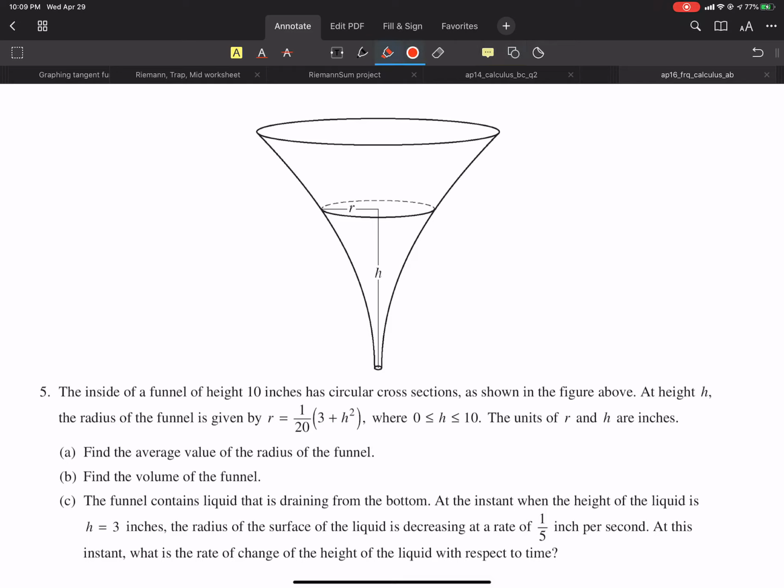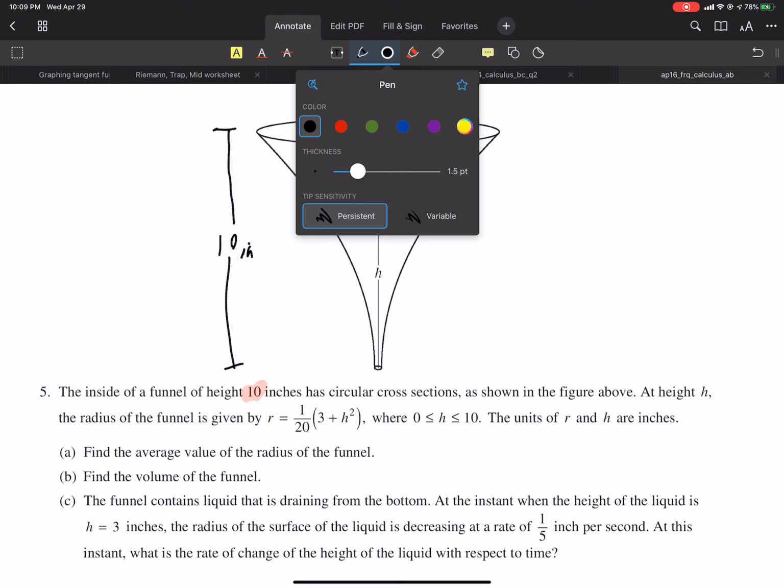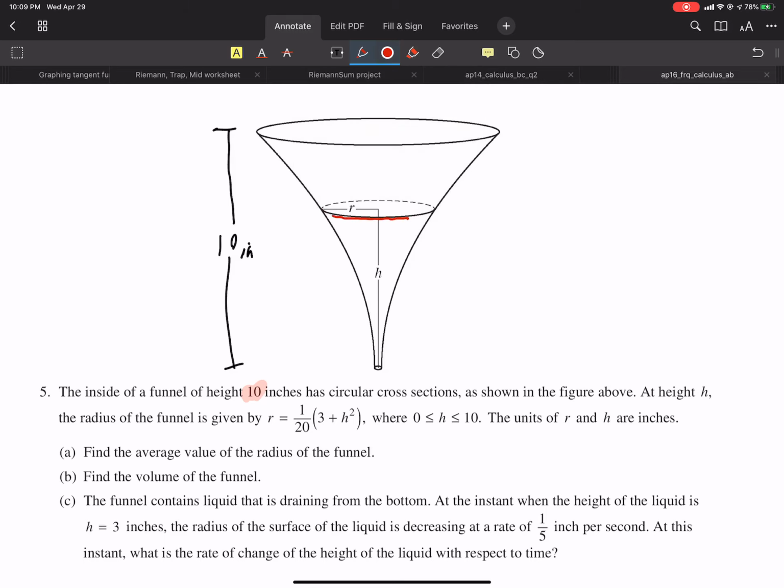So you have a funnel. The height is 10, so I'm going to label that right now. From top to bottom, it's 10 inches. It has circular cross sections. So as you slice across, you produce circles. So this is going to be a circle. That's all it's saying.